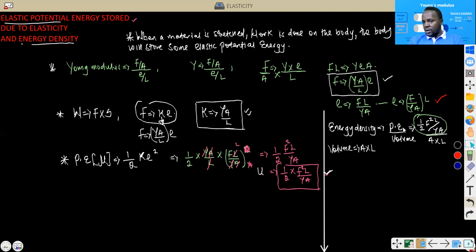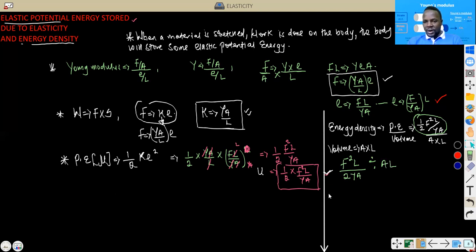F square L times 1. Is it not F square L? You follow through. What is 2 times gamma A? That is 2 gamma A, or 2Y if you're not so good at saying gamma. It is divided by, what is this one? AL. What is A times L? AL. Are you guys following?